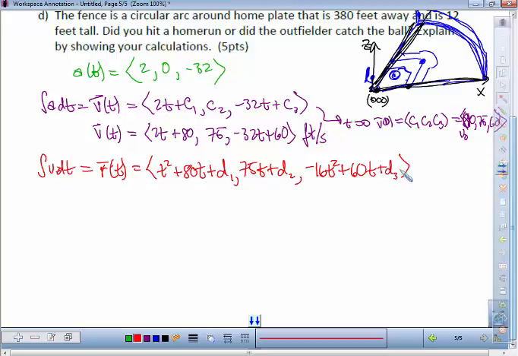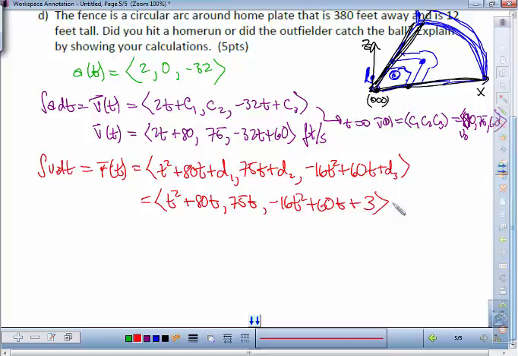Again, when t is equal to 0, all you have are the constants. The constants then should be equal to the initial position, which is 0, 0, 3. So we got our position to be t squared plus 80t plus 0, comma 75t plus 0, comma, negative 16t squared plus 60t plus 3 feet.